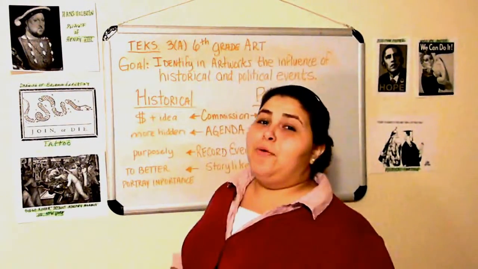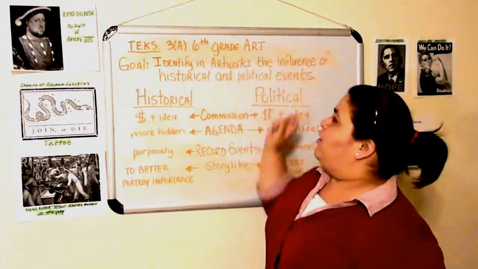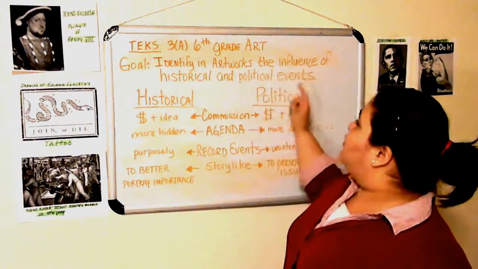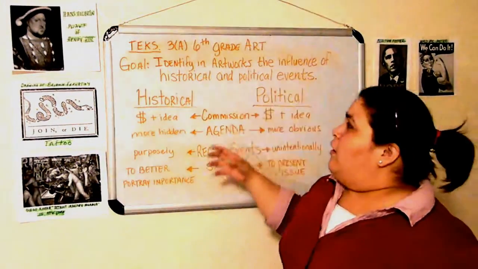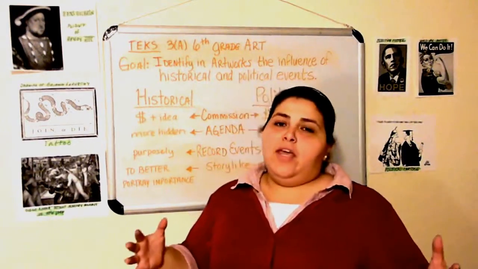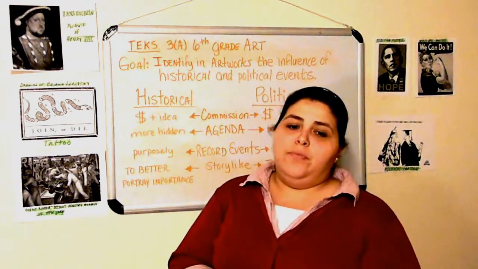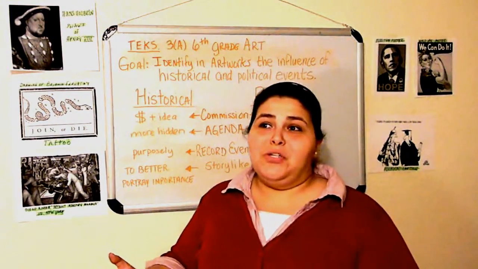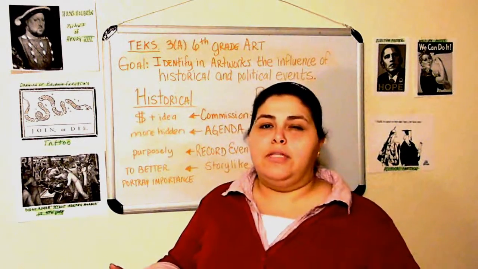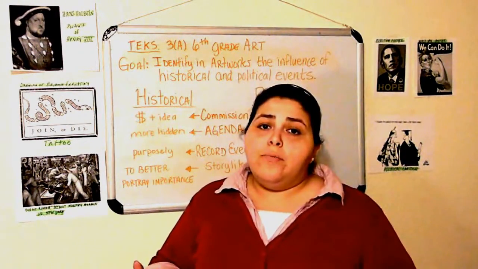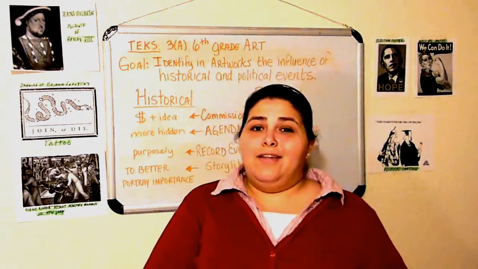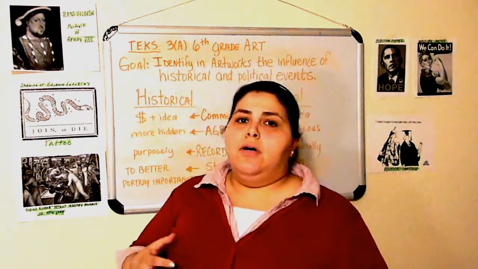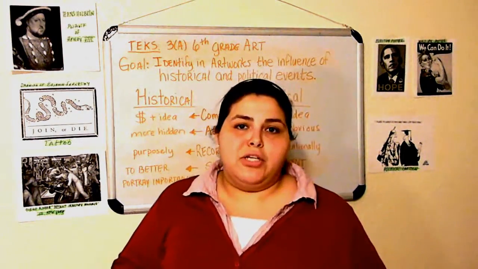I will be your teacher for today, and we're going to be covering TEKS 3A 6th grade art, which says that students should be able to identify in artworks the influence of historical and political events. Historical and political events tend to intertwine when it comes to artwork. Either it's showing a historical event and without knowing shows something political or has an underlying political reason to be made, or it's made for purely political reasons and unintentionally gives you a historical event, for instance, an election.